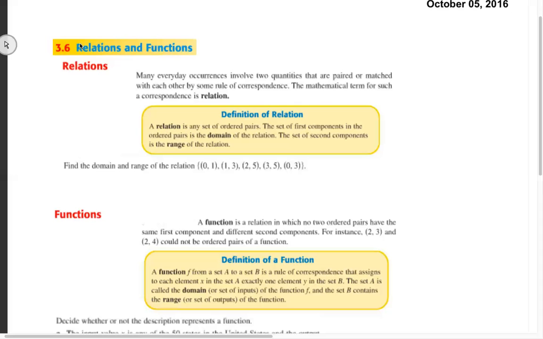So a relation is a set of ordered pairs. The set of first components of the ordered pairs is the domain of the relation. Okay. So like I said, you're just putting two things together, just two coordinate points. Sound good with that? Now, what is a function?